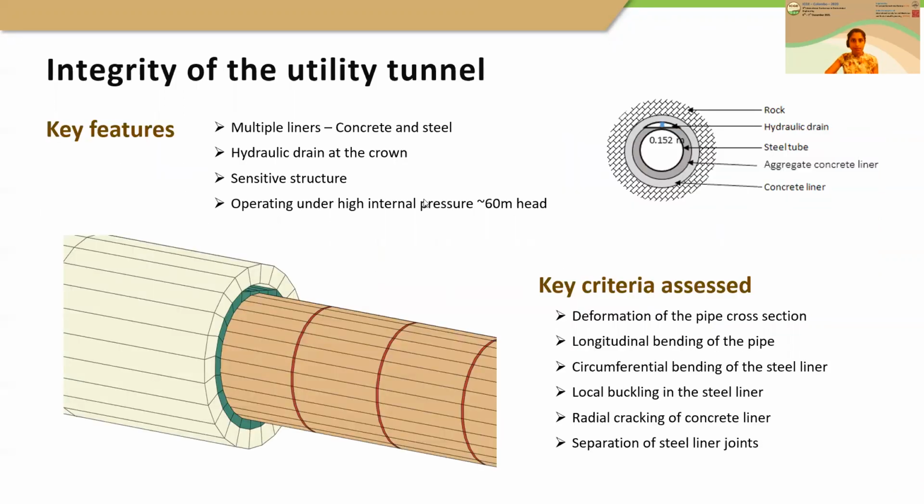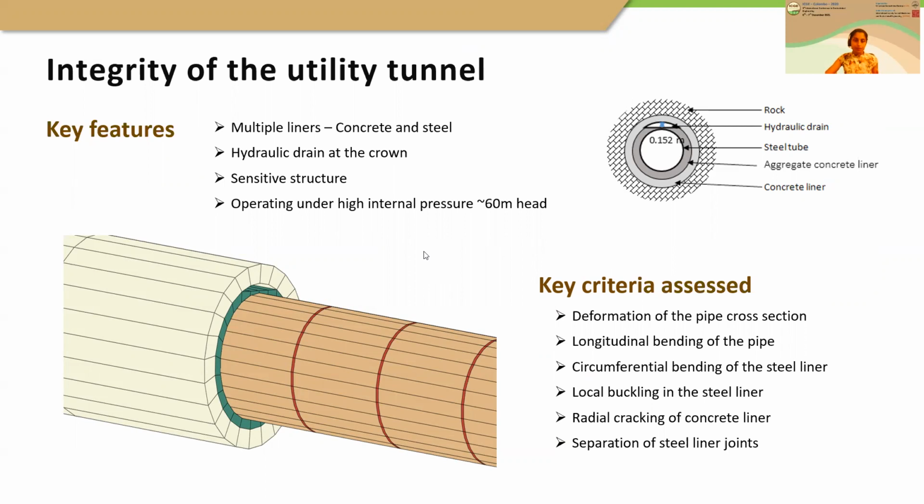The tunnel itself has some added complexity. To start with, it has 3 liners. There are 2 concrete liners and a steel liner at the innermost. Near this inner steel liner, there is another hydraulic drain at the crown of the tunnel. The purpose of this hydraulic drain is to balance out any pressure difference between the operational pressure inside the tunnel and the pressure outside the tunnel due to the groundwater elevation.